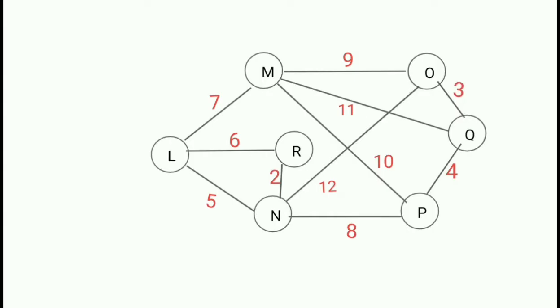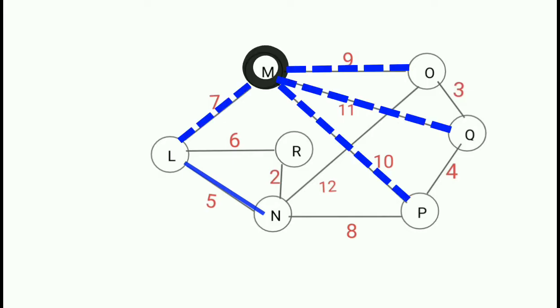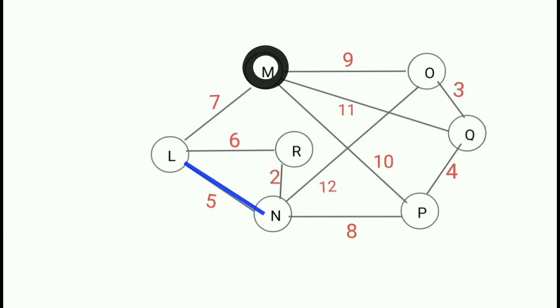In this algorithm, it begins by finding the minimum weight edge to each vertex of the graph. So let's start with node L. Node L has 3 adjacent edges: 7, 6, and 5. So the minimum value is 5. Next is node M. Node M has 4 adjacent edges: 9, 11, 10, and 7. So 7 is the minimum value.